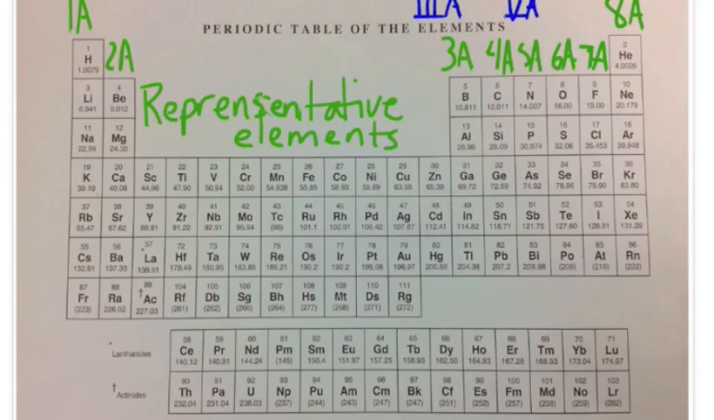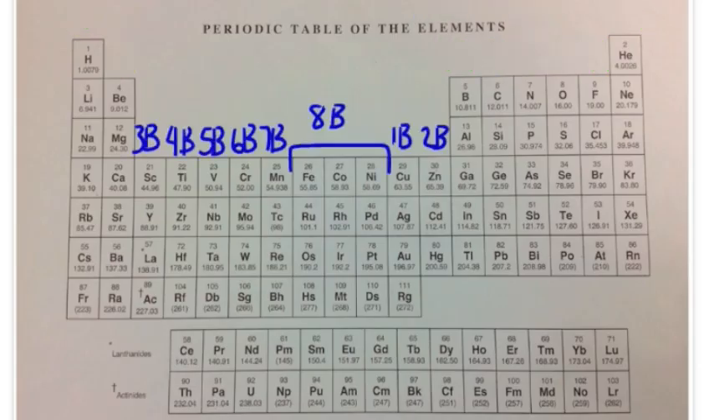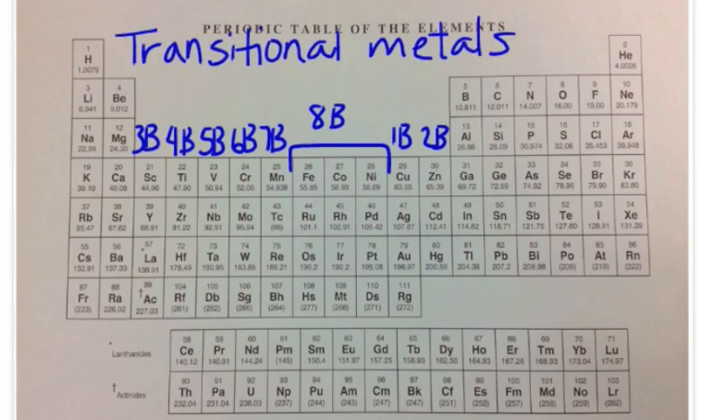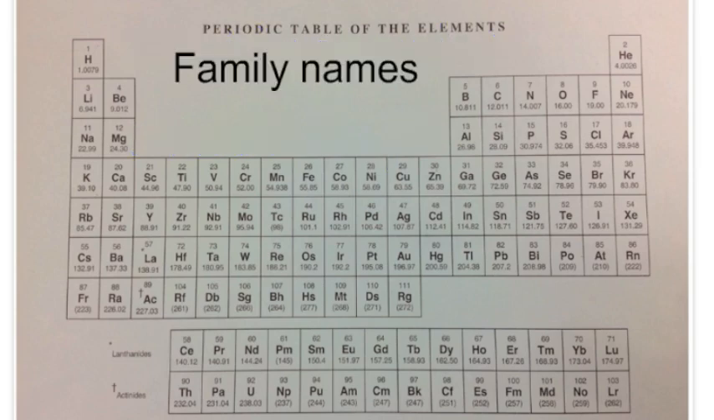The next thing you need to notice are the lower columns. Notice this time there are B's. This stands for the transitional metals. The next thing you need to notice are family names. So let's start on the far right-hand side.